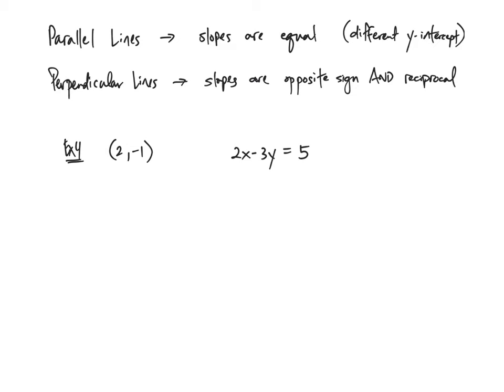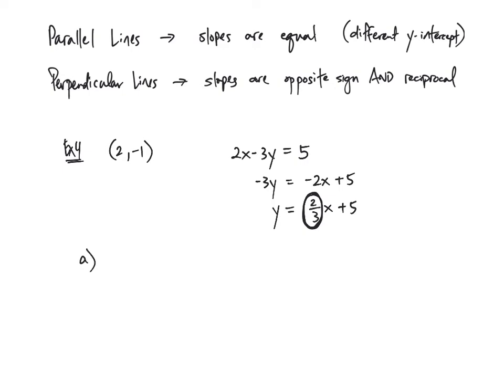So in example 4, they give us a point, and then they give us an equation of some other line. What they want us to do is find equations of lines that go through that point that are perpendicular and also parallel to the given line. The first thing you should do is take the given line and figure out what the slope is. We can easily do that by isolating y. So you divide by -3, so this becomes positive 2/3 x plus 3. So you can see that the slope of the given line is 2/3.